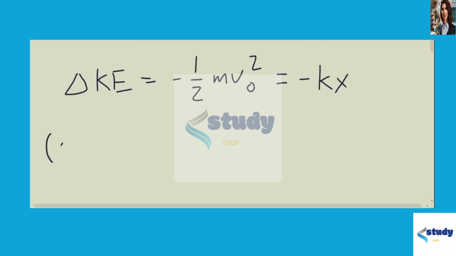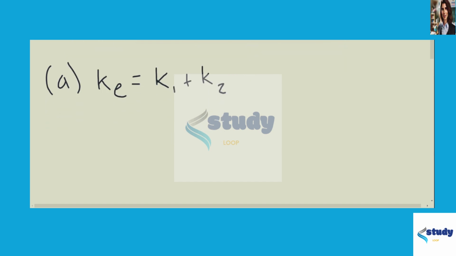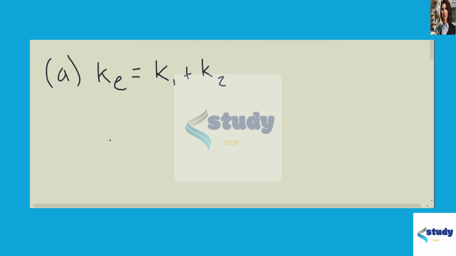So for springs in series, our effective spring constant is just going to be equal to k1 plus k2. So plugging that in for k up above and solving for x, we find that the answer is m v naught squared over 2 times k1 plus k2.